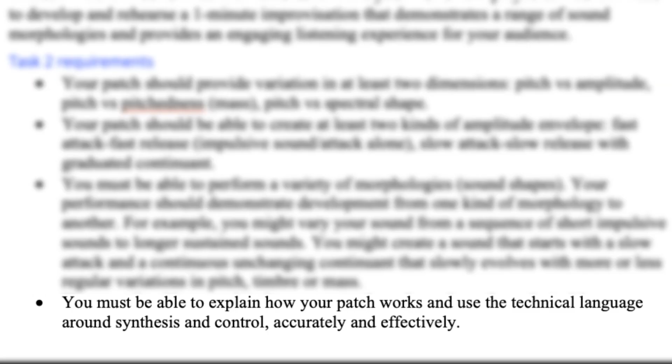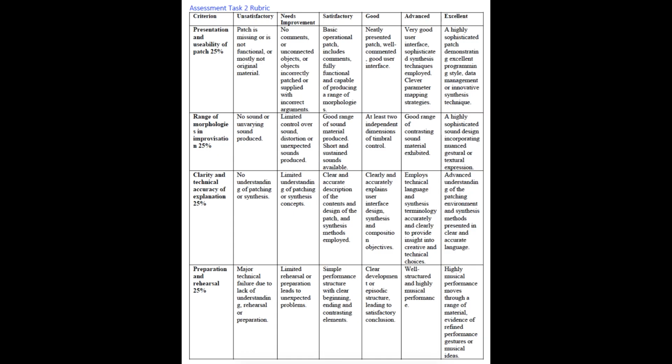You must be able to explain how your patch works and use the technical language around synthesis and control accurately and effectively. Using the criteria, read through the assessment rubric carefully. The 4 criteria are presentation and usability of patch, range of morphologies in improvisation, clarity and technical accuracy of explanation, and preparation and rehearsal. Use the standards descriptors to learn how to improve your grade.